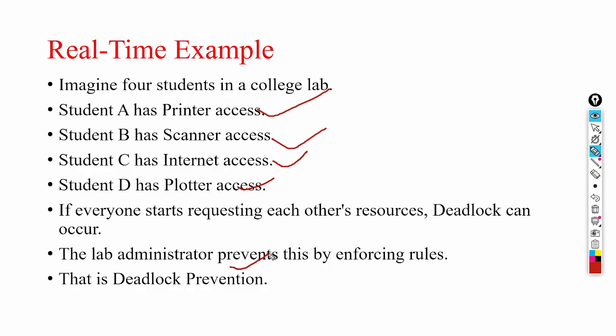The lab administrator prevents this by enforcing rules. He establishes some rules before allowing the resource usage. Similarly, the operating system establishes rules to prevent deadlock.